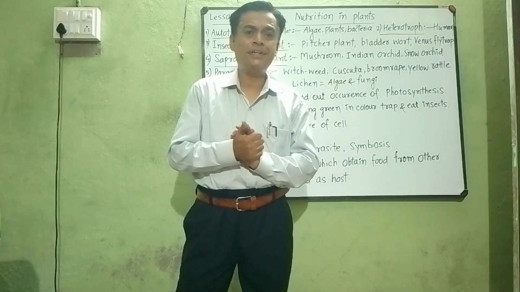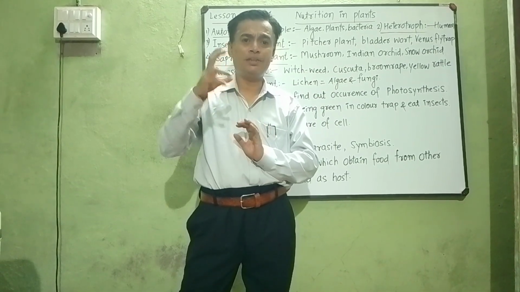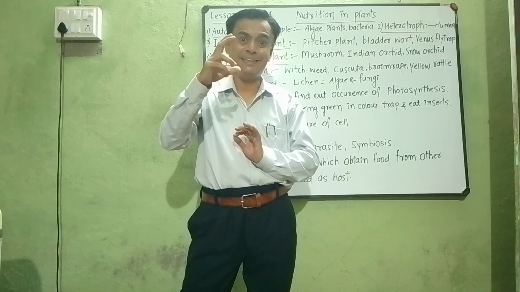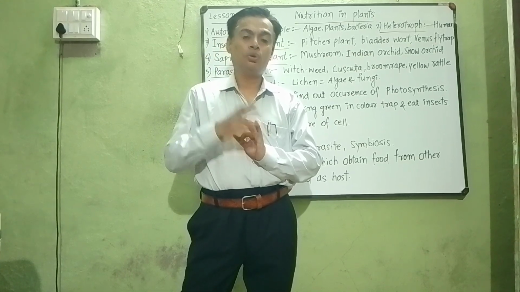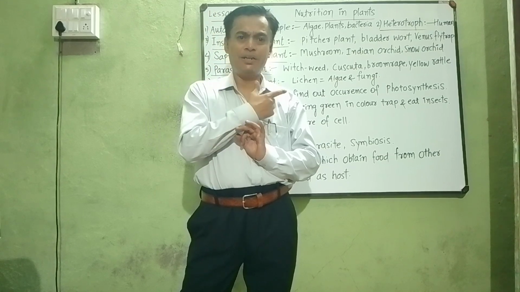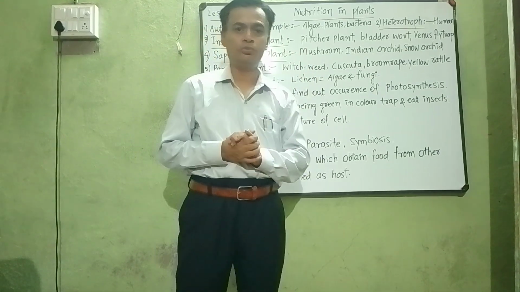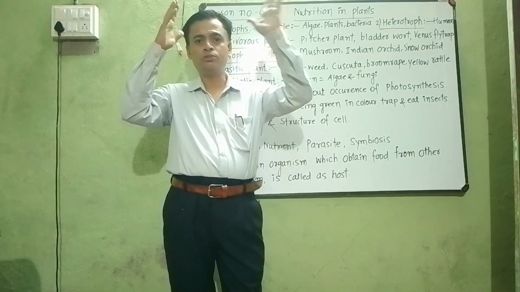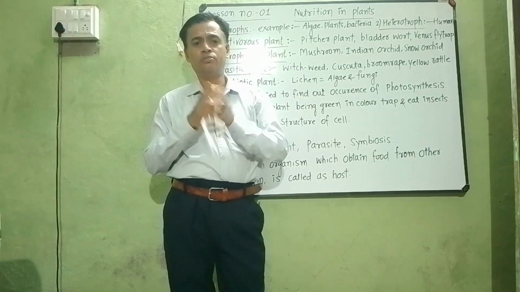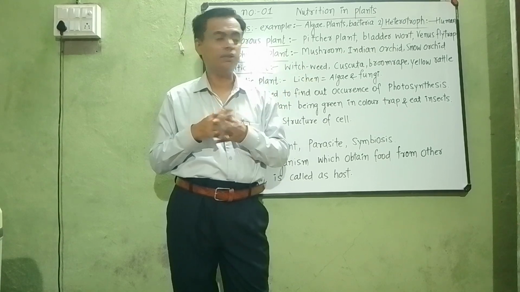Now what are saprophyte and what is saprophytic plant? Saprophytes are those organisms which are dependent on dead and decay matter. Those organisms which are dependent on dead and decay matter, they are called as saprophytes. Now what are saprophytic plants? Mushroom, the example is mushroom. A large number of the mushrooms are there. Some mushrooms are poisonous. Some mushrooms are edible.